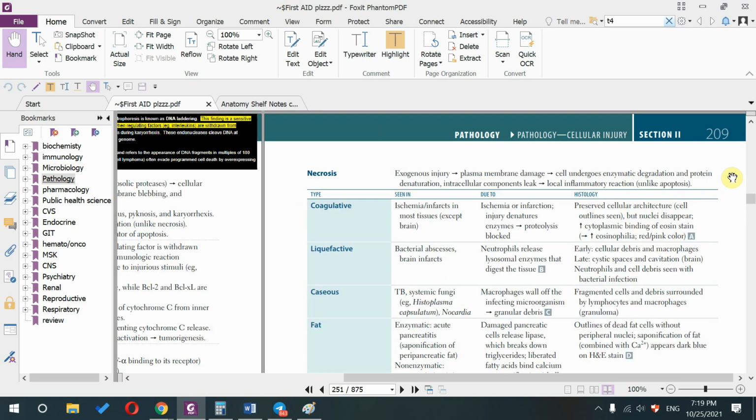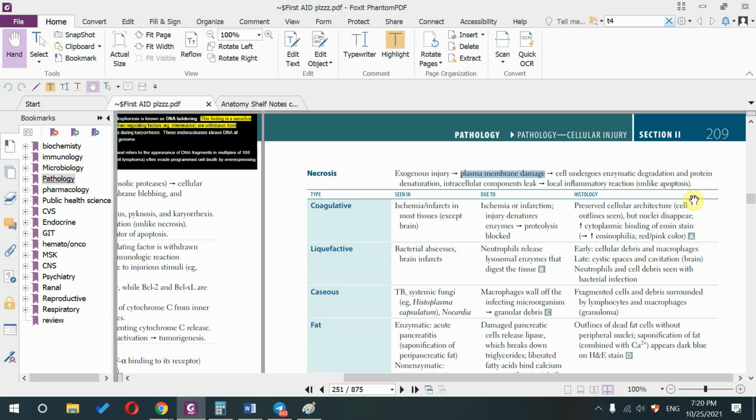Necrosis. So this is totally pathological. Necrosis cannot be physiological, and if they mention any physiological process and you hear the word necrosis, it cannot be. They don't fit these two answers together. So necrosis is an exogenous, from the outside, injury that leads to plasma membrane damage, and the cell will undergo enzymatic degradation and protein denaturation.